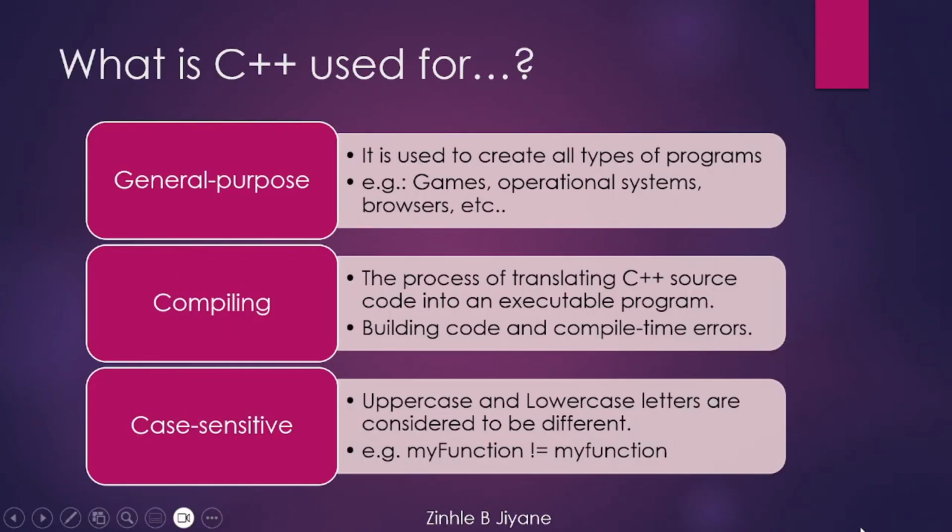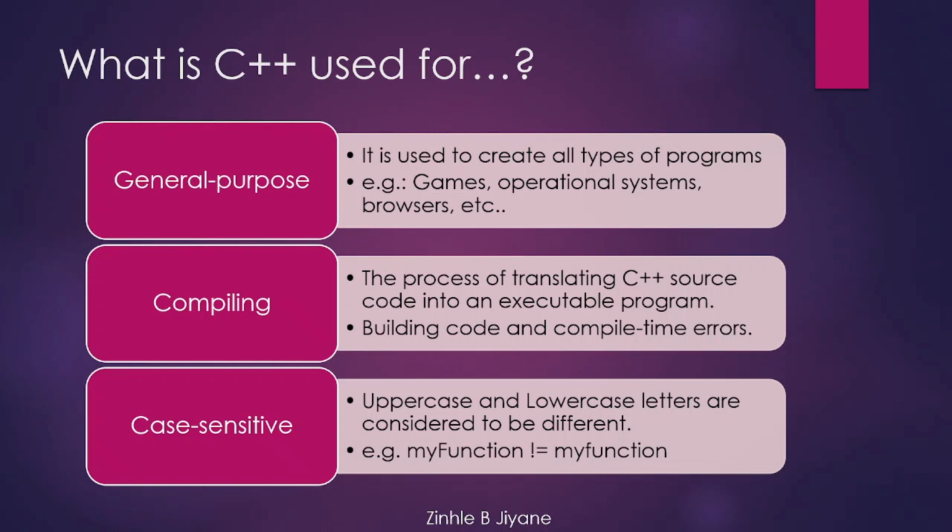What is C++ used for? As we have just said in our definition, C++ is a general purpose language, which means it is used to create all types of programs, e.g. it can be games, operating systems, or browsers, and many other applications.